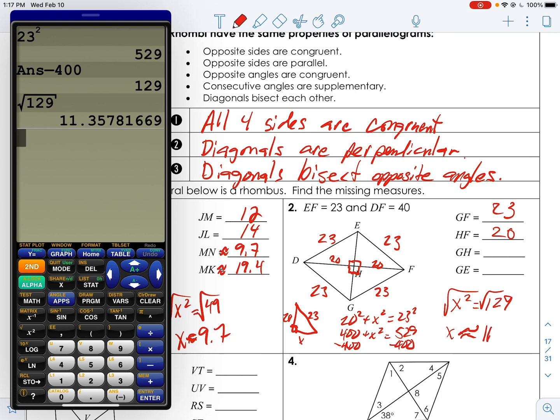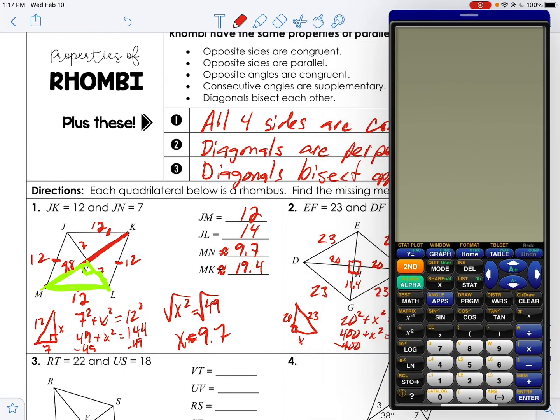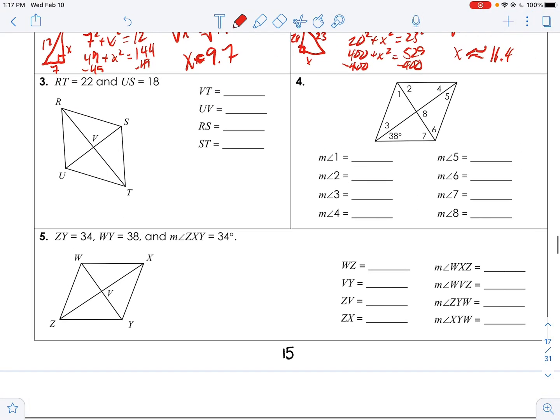11.4. Approximately 11.4. So this piece is 11.4. So if we double it, that's 22.8. And we got them.